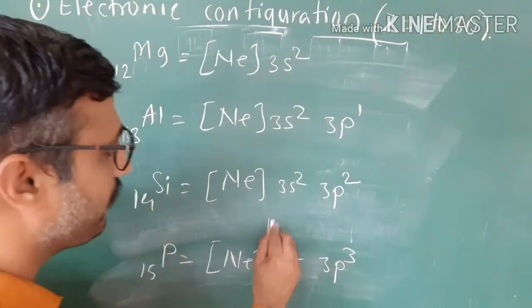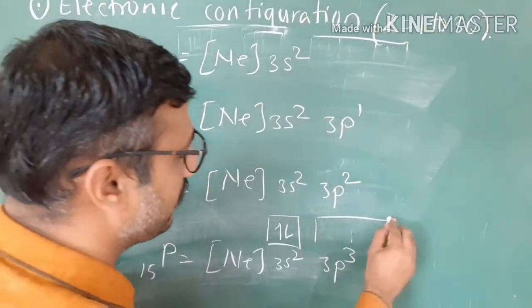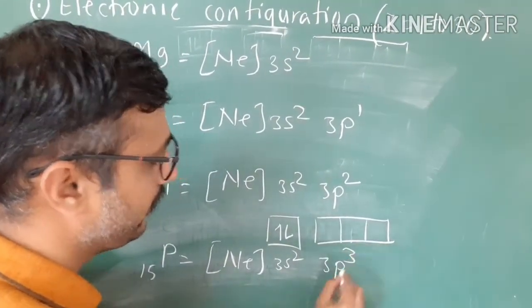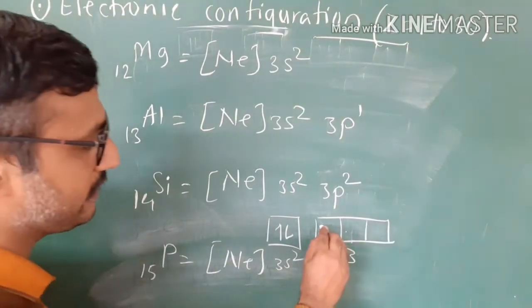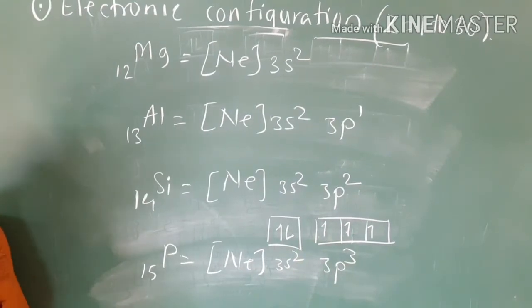I will show you about phosphorus. Here the 2 electrons in the 3s are present in 1 orbital. The 3p subshell is made up of 3 orbitals. So first, second and third. Like this, the 3 electrons of phosphorus are distributed.